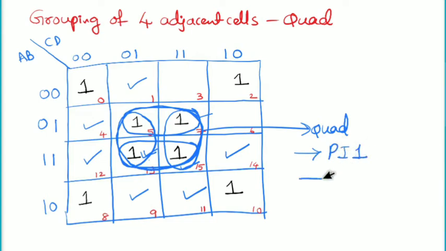What is the prime implicant value here? This particular group is covering 2 rows, out of which the second variable is maintaining the same value 1. The second variable is b. Because it is maintaining 1, you can write the normal form. Now this group is covering 2 columns, out of which the second variable is 1 and the first variable is varying. Whatever variable is varying or changing, you need to eliminate it. You need not write that in the prime implicant.